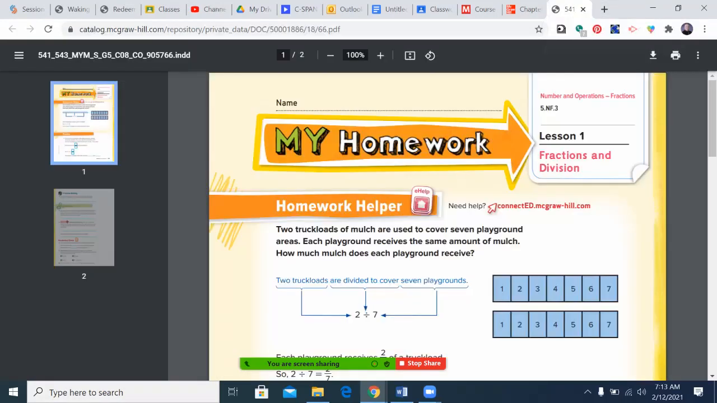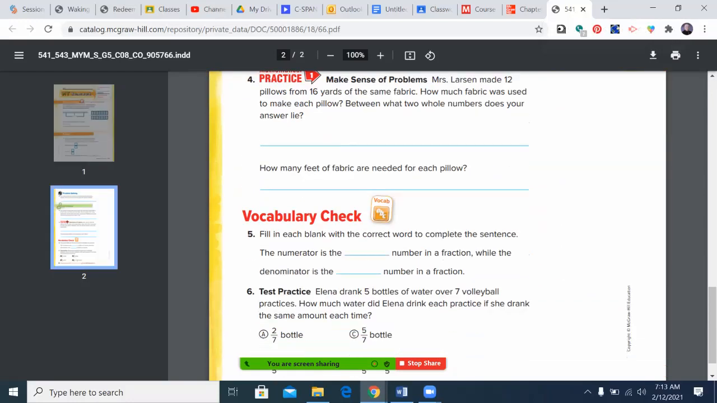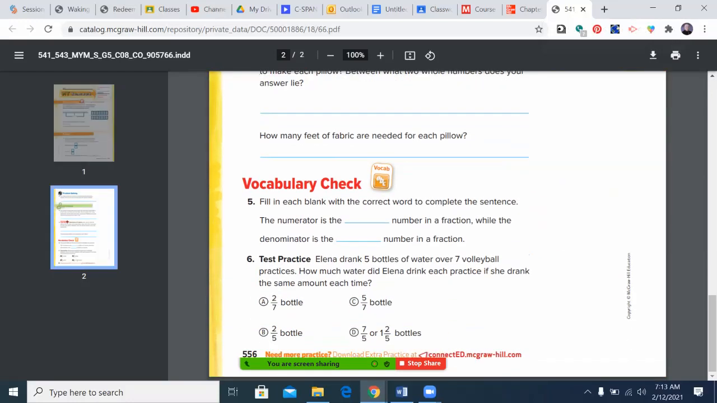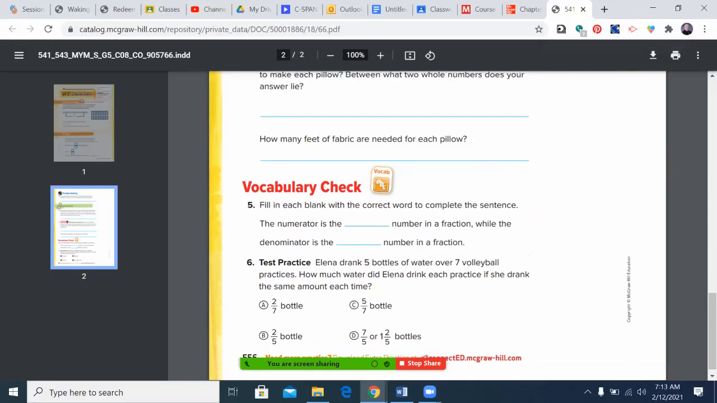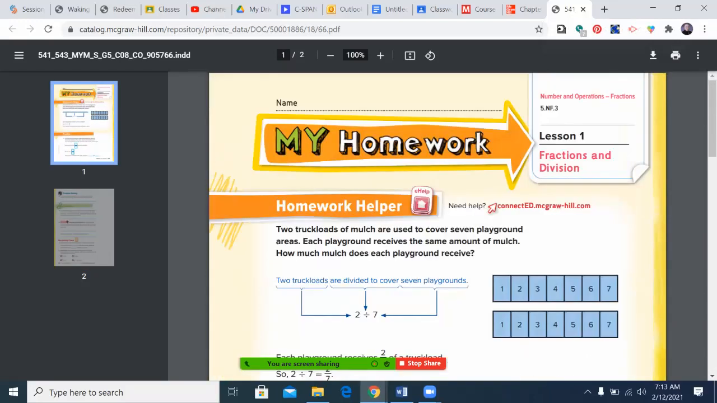All right, let's look at the homework portion for today. You're going to continue to do something similar. There's only a handful of problems. Remember the vocabulary check. Look back at 551. That's where you're going to find those vocabulary words. And if you have any questions, make sure you reach out to me during class or during office hours.